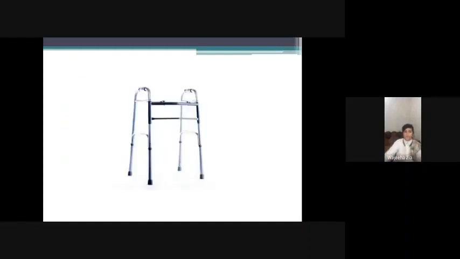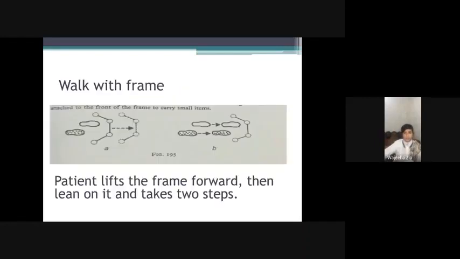Now the frame. You can see the frames. Frames are the most commonly used walking aids. There are different types of frames.